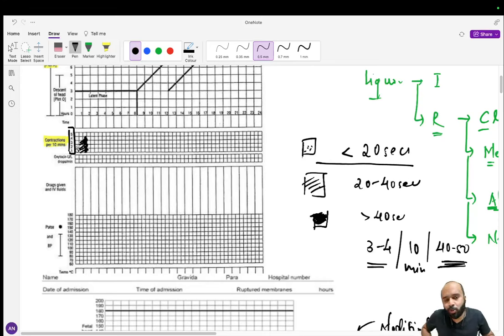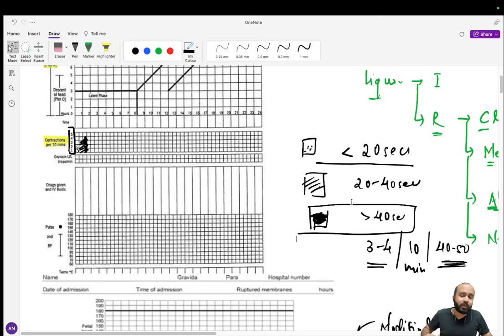I have to start the patient on oxytocin, or at least I have to do amniotomy. Similarly, if it is more than 40 seconds, if it is reaching 60 seconds, then I have to give the patient a tocolytic so that hyperstimulation can be controlled, like terbutaline or nifedipine. The ideal is between 20 to 40 seconds, or at least between 40 to 50 seconds. That is the best. But even this 20 to 40 seconds is an okayish parameter.